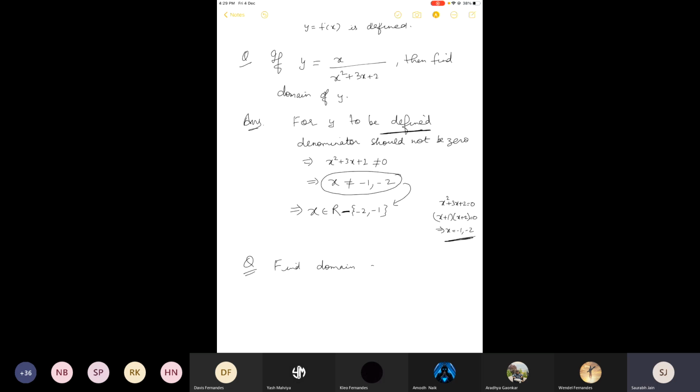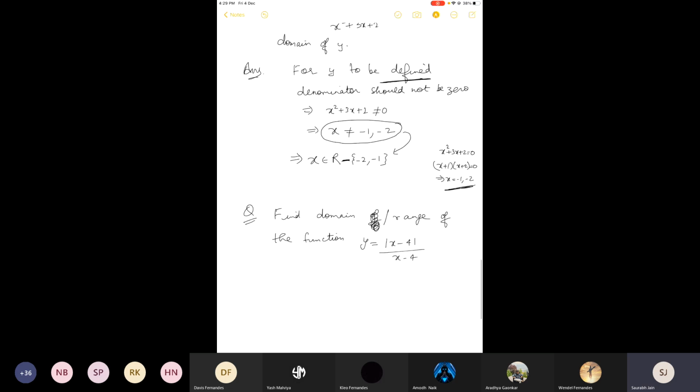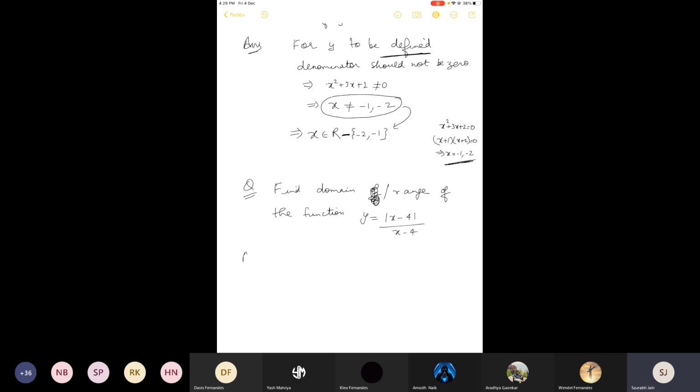Now I am taking two questions here in a particular part. We have to find the domain and range both of the function y equals mod of x minus 4 upon x minus 4. This is the question. First, we will solve the domain, which is very easy here. Who will tell me what is the domain of this function?